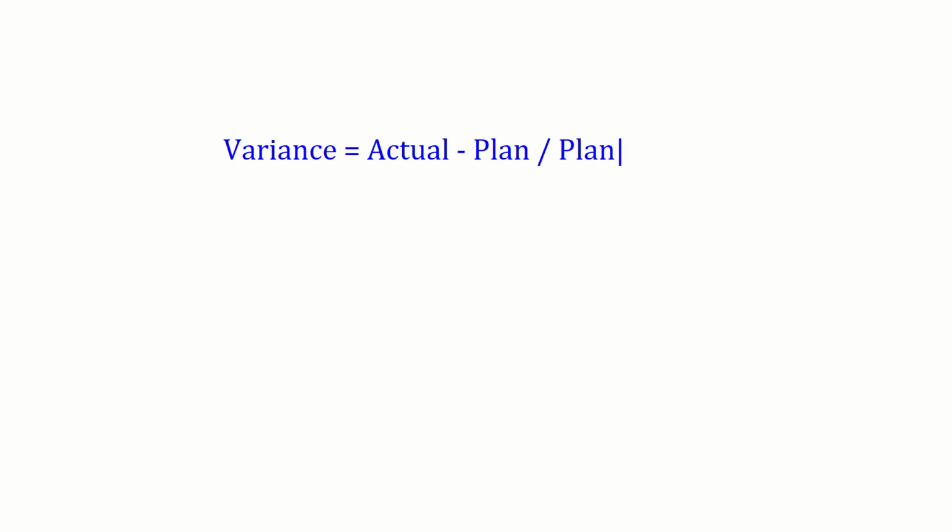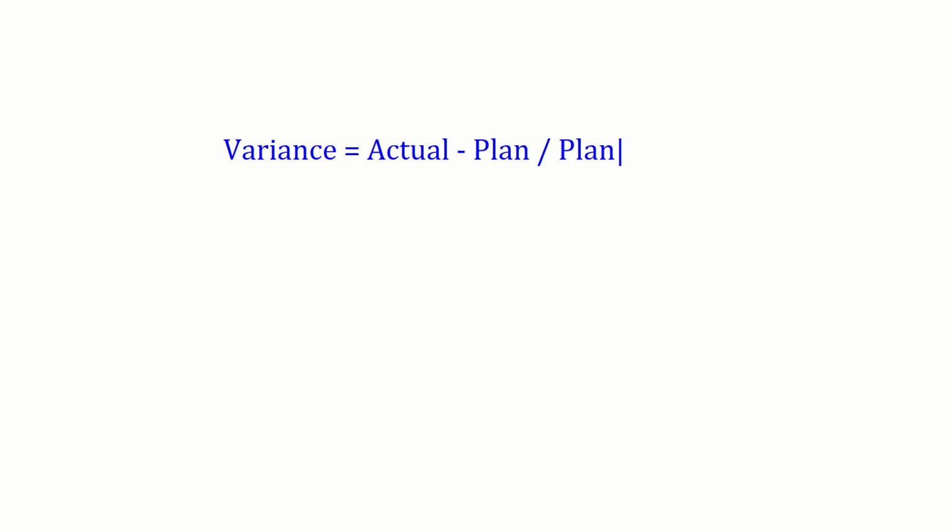This is a formula for finding the variance. If this output is positive, that means we have achieved our target. If this output is negative, that means we didn't achieve the target. If we achieved the target, how much have we achieved it? If we didn't achieve it, how near are we to achieving the target? So it will give you the output here.